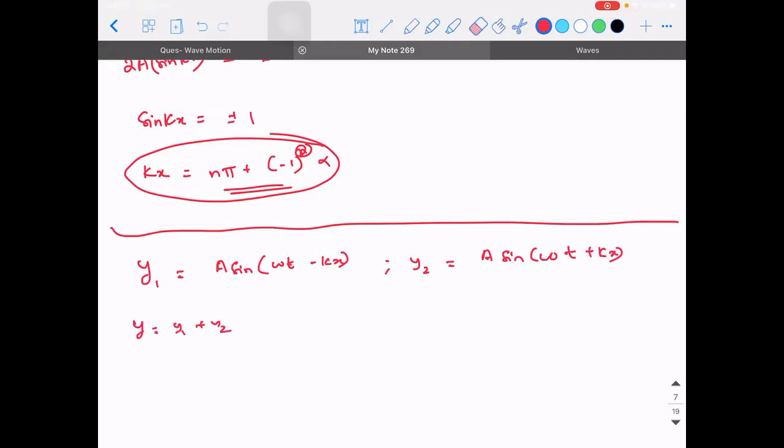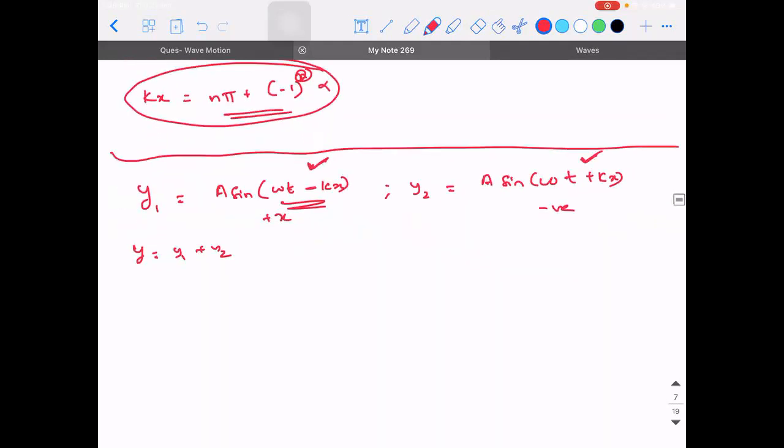See, why I'm writing it like this is because it has something to do with leading and lagging. That is how things are derived. You need to be only concerned about this minus sign. I'm not changing the meaning. This is traveling in positive x direction. This is traveling in negative x direction.